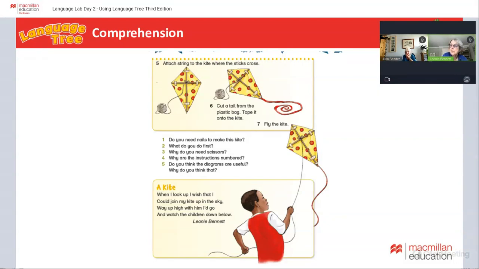The page which follows this one asks, in what ways are instructions different from the poem? And again, it's getting students to make comparisons, to analyse the text and to work out for themselves what are the features of different text types. Next slide, please.